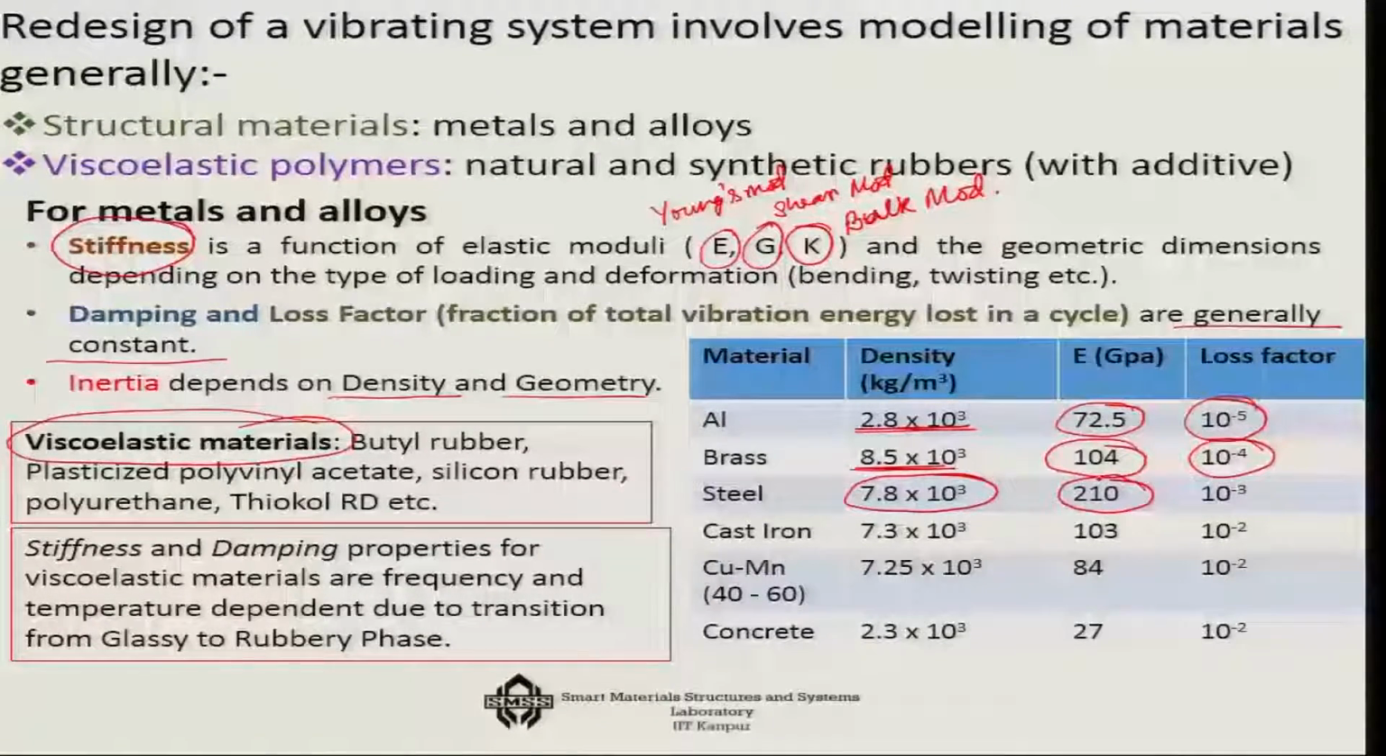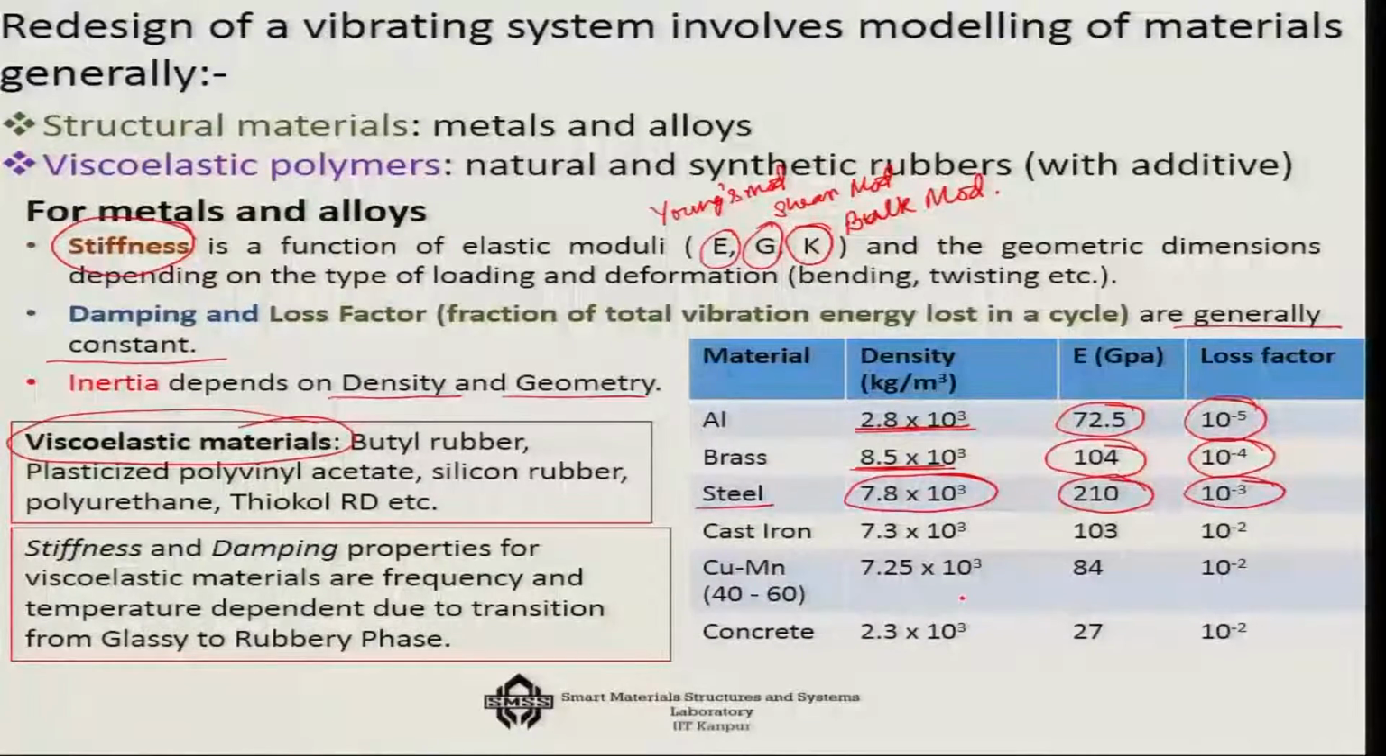So, that means you will gain in terms of the stiffness, and also you will gain in terms of the loss factor, because this is of the order of 10 raised to the power minus 3. Which means, in comparison to aluminum, you will get 100 times more energy dissipation if you consider steel.